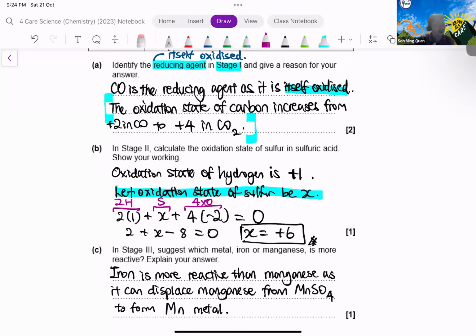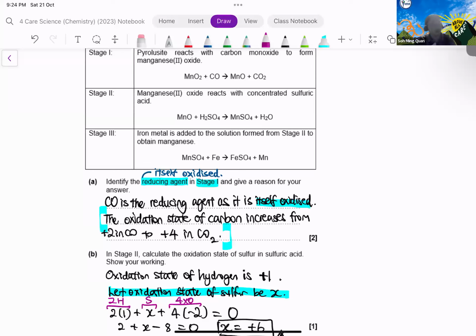But before we move on, let's go back to the 3 stages. If you look at the 3 stages, out of the 3 stages, which ones are redox and which one is not redox? I want you to identify which of the 3 stages are redox and which are not. Okay, so how do you identify which one is redox or not? You know that redox means there must be a change in oxidation state. There must be a substance reduced, substance oxidized. So stage 1 is definitely redox. Because we did in part A, we know there's a reducing agent, we know CO is itself oxidized. So it tells you that stage 1 must be redox.